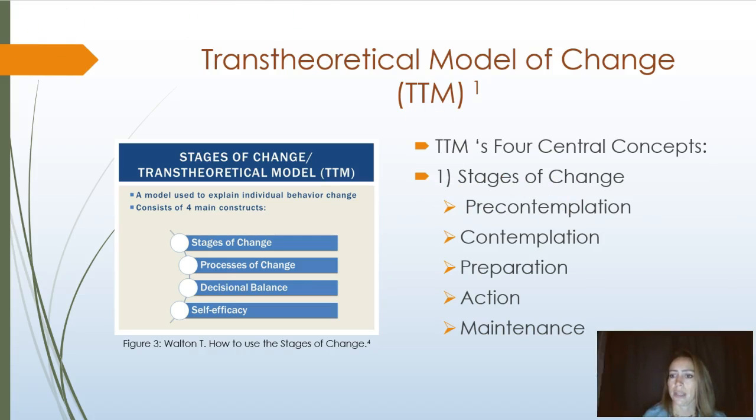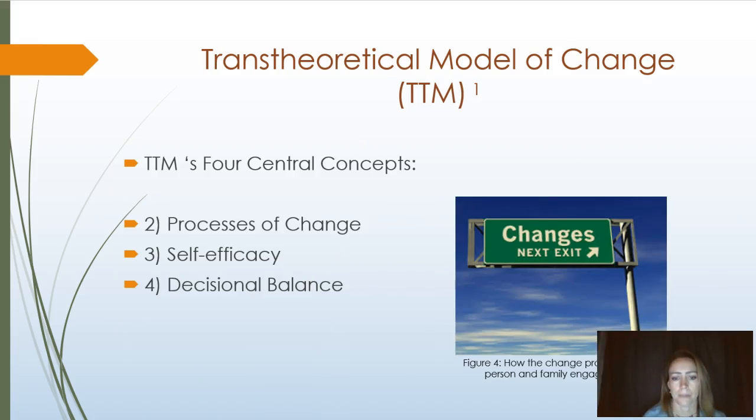Continuing on with the central concepts, the second concept is the process of change. This refers to the actions of the client that will either move them towards or away from their goal, which is represented by this little sign here. It says "Change's next exit," so we can decide if we're actually going to willingly change or we're going to keep on going forward. Next, we're going to look at self-efficacy, which suggests the client has the ability to change. And third is the pros and cons of the decision balance, which helps them decide what they need to do in these stages of change.